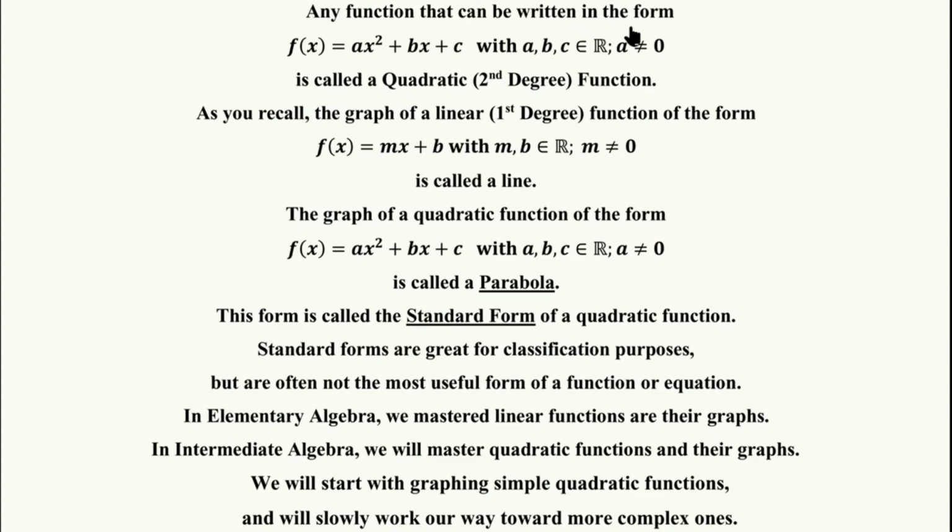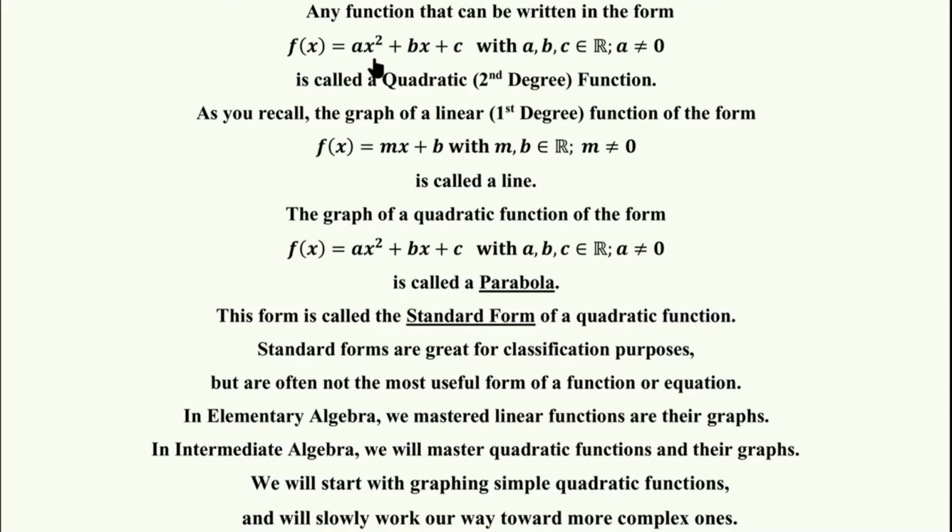We've already discussed the fact that any function written in this form, ax squared plus bx plus c, where a, b, and c are just real constants, and of course a shouldn't be 0 because otherwise the square term, or the second degree term, disappears and we just get a linear equation. So that's the reason for the restriction. Any function that can be written in this form is a quadratic function.